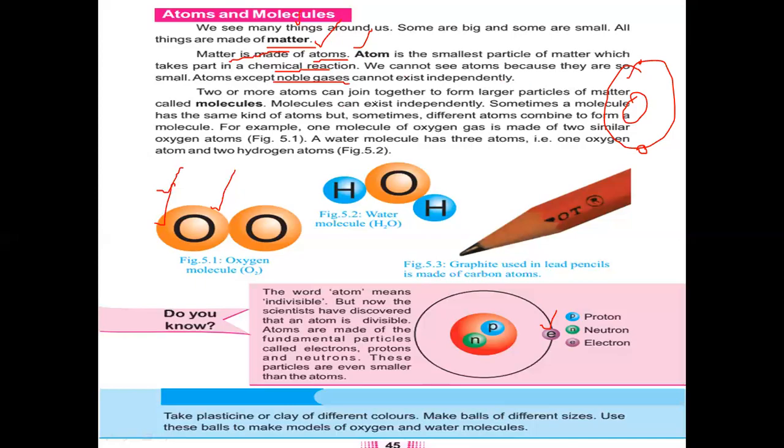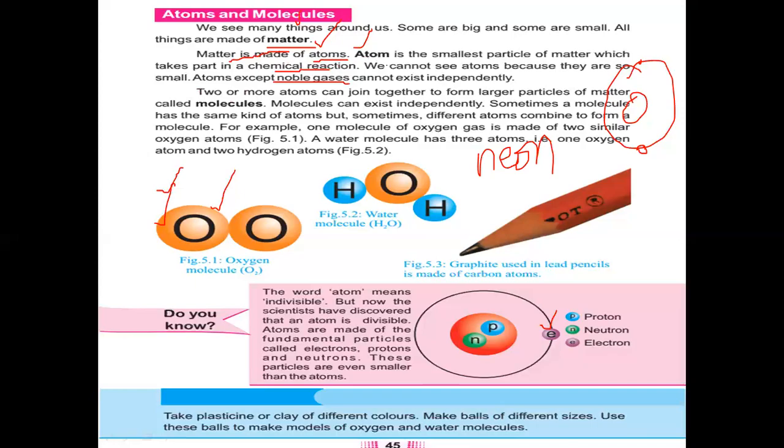These noble gases are, for example, neon, argon, krypton. These types of gases are called noble gases, and they have lots of uses in our daily life as well.